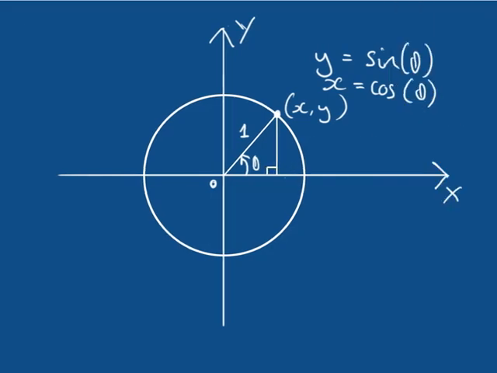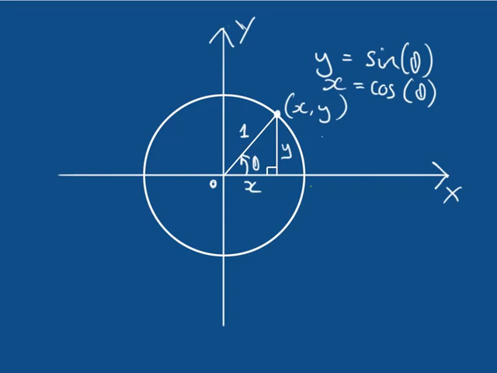Now we know the edge that runs parallel to x goes from 0 in x up to our x coordinate in x. That means it has a length of x. Likewise, our edge running parallel in y goes from 0 in y to our y coordinate in y. That means it has a length of y.